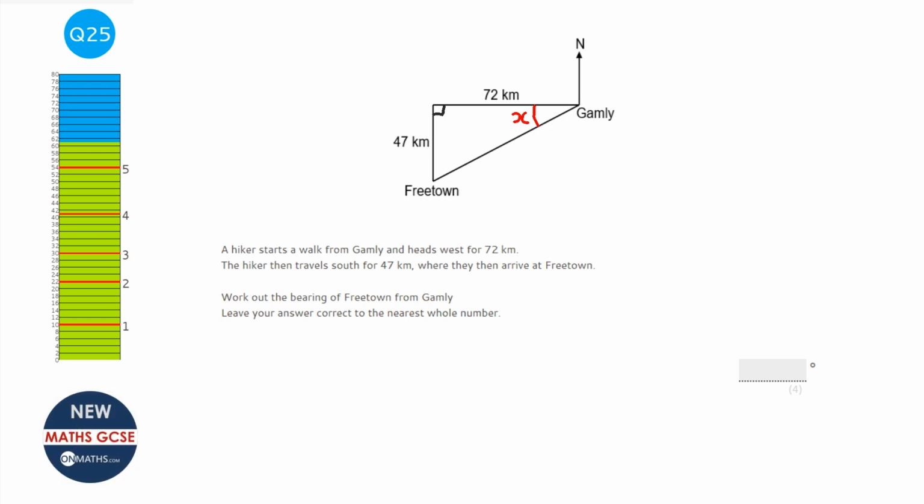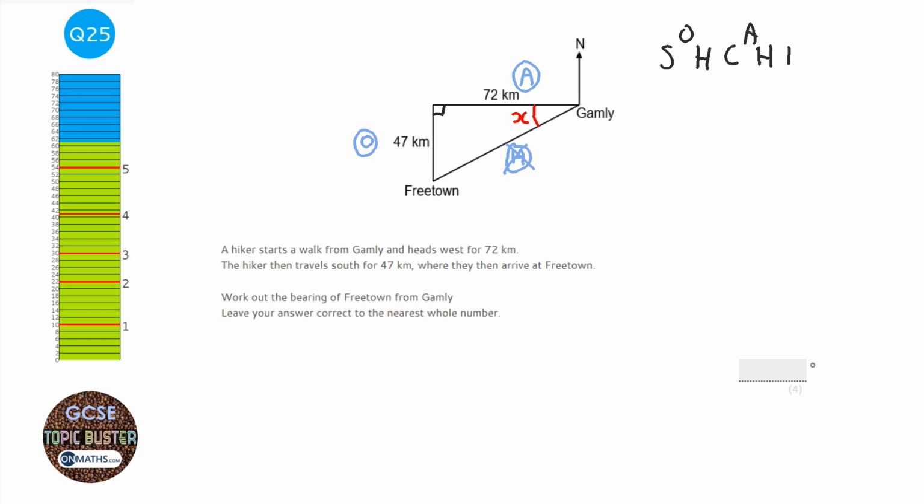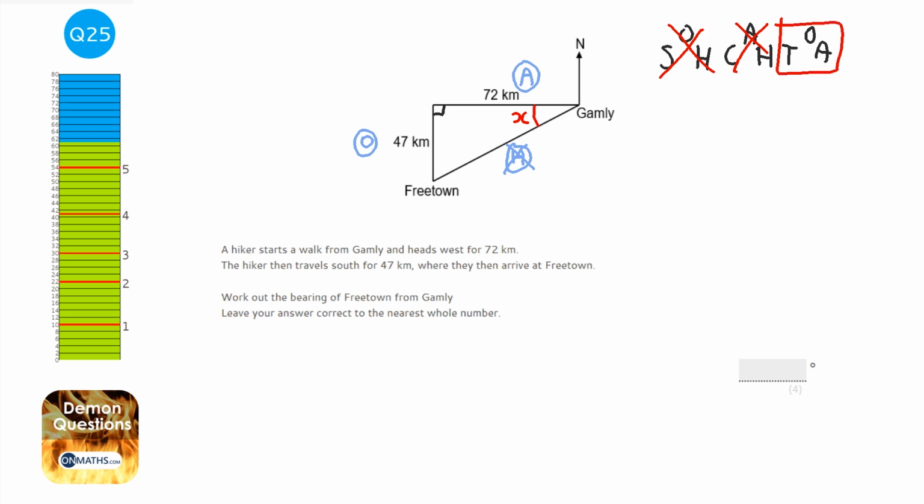Now to find x, we need trigonometry, and to do trigonometry, we need to label the sides. We've got the opposite here, which is opposite the angle we want, the adjacent here, and the hypotenuse here. The hypotenuse is of no interest, we're not looking for it and we're not given it. So it's O and A. Writing SOHCAHTOA, we're not interested in the H, so it's not going to be SOH, and it's not going to be CAH, so it's going to be TOA.